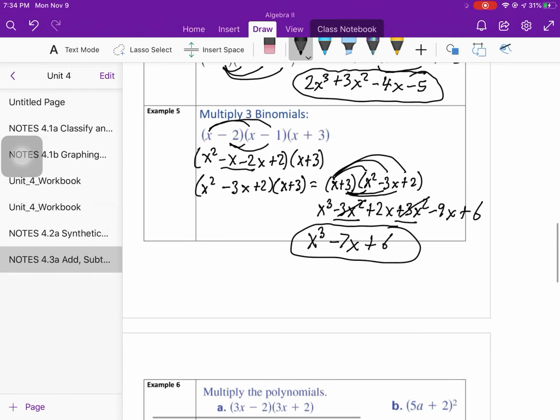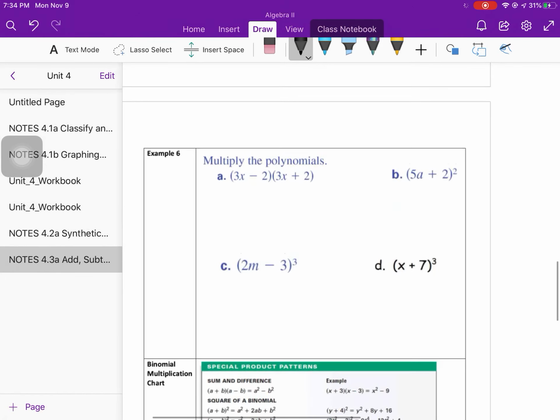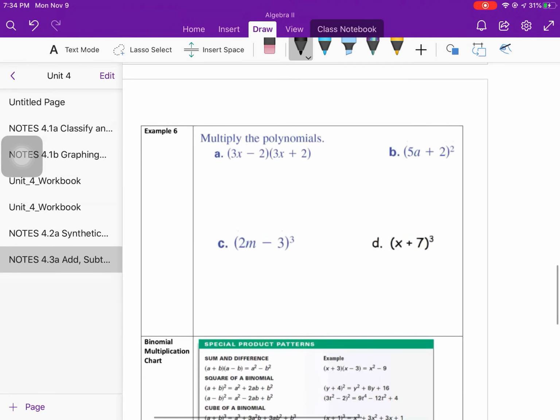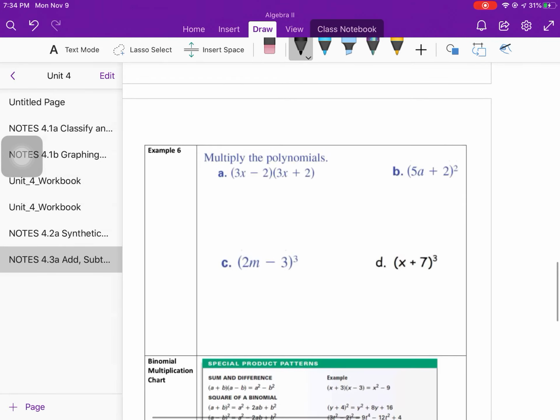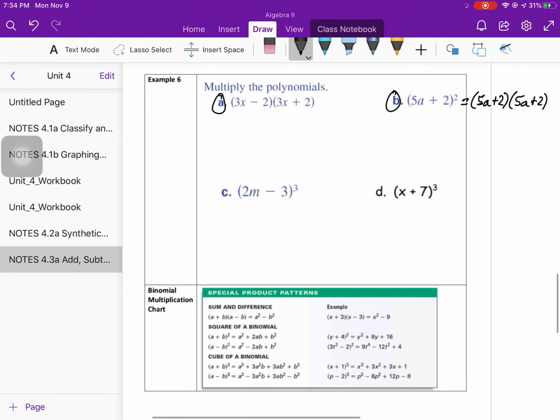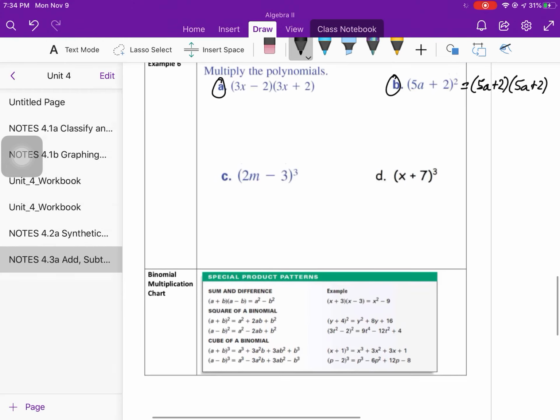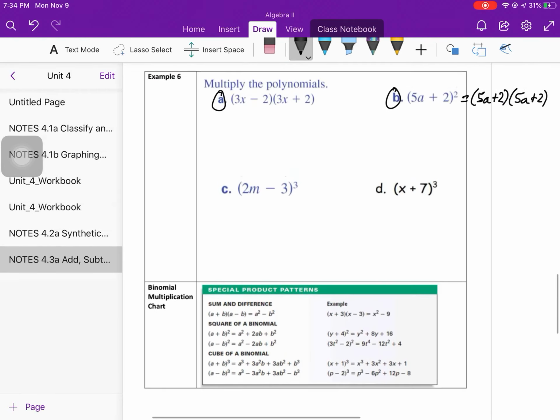Okay, let's keep going here. All right, this is the last part here. Some of these I'm just going to let you try. So A, that's definitely one that you guys can do. Remember, that's just foiling. B, remember that if it's squared, we can rewrite that as 5a plus 2 times 5a plus 2. I'm going to let you do that one. And then for C and D, now these are two special patterns. I'm going to show you how to write C, and then I'm going to let you try D for yourself.